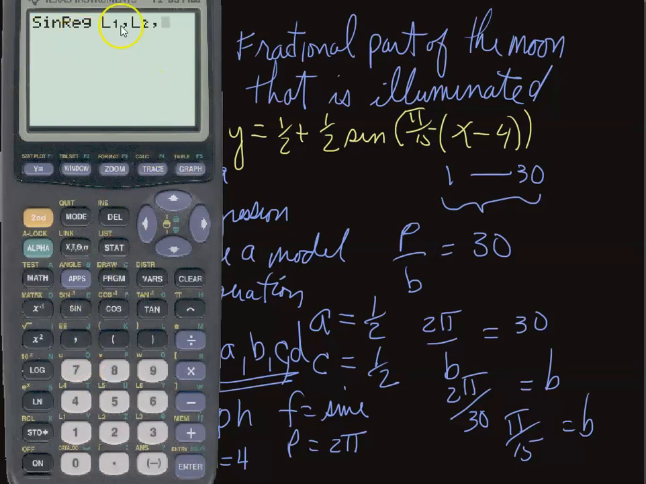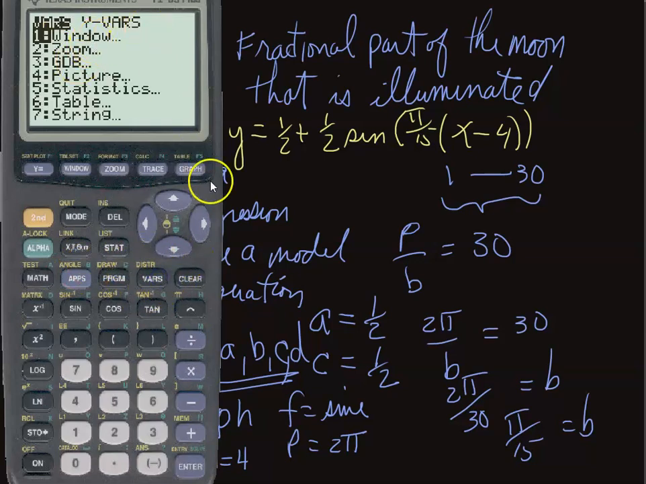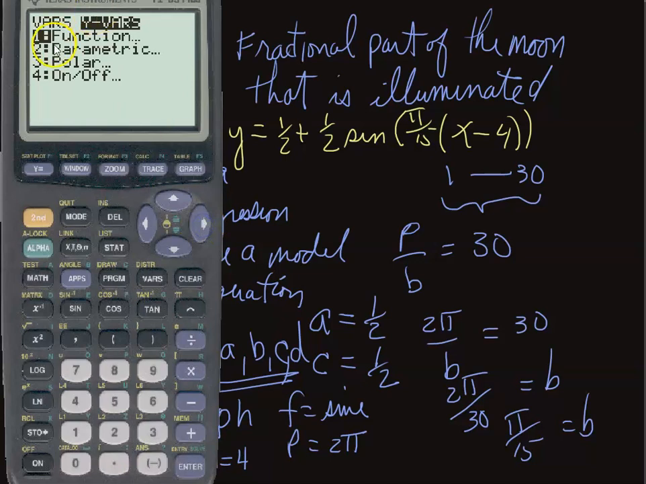And then you can store that. So there's a store RegEQ that you can fill in, and we're going to put that in Y1. How do you get a Y1? You can't type in alpha, Y, and then a 1. You've got to go to these variables right here. Vars and then the Y variables, Function and Y1.